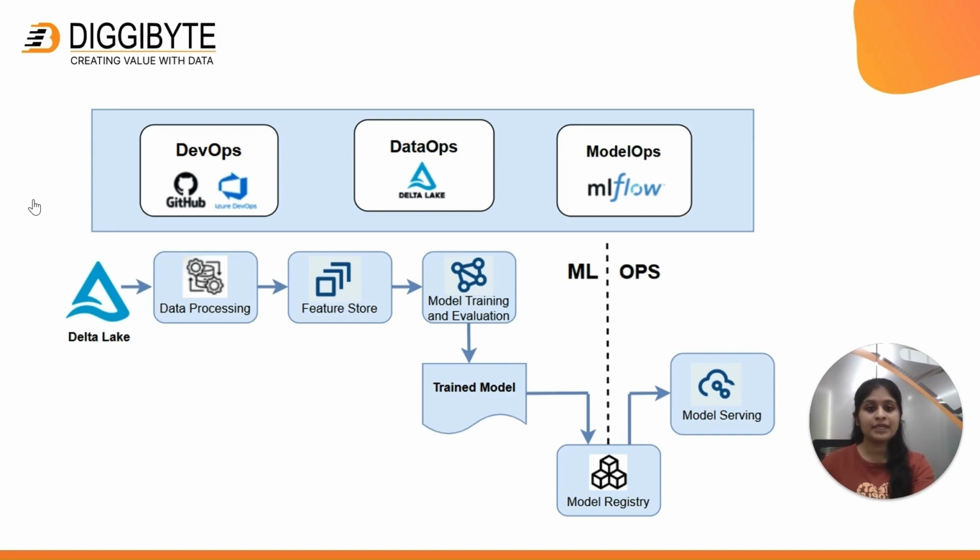Once the data is prepared, we will move to model training and evaluation, where different models will be trained and tested. And the best performing trained model will be registered in the model registry, ensuring proper version control and easy tracking. And finally, the registered model will be deployed in model serving, where it will be used for real-time predictions through APIs. This complete streamlined process will ensure efficiency, scalability, and easy management for ML models.